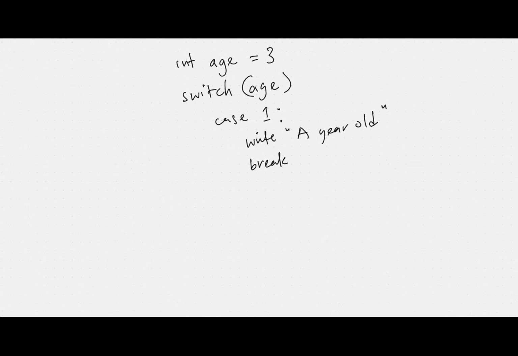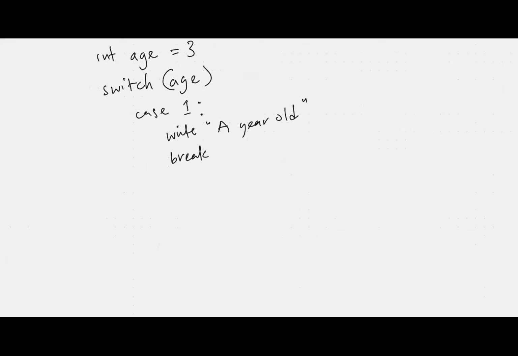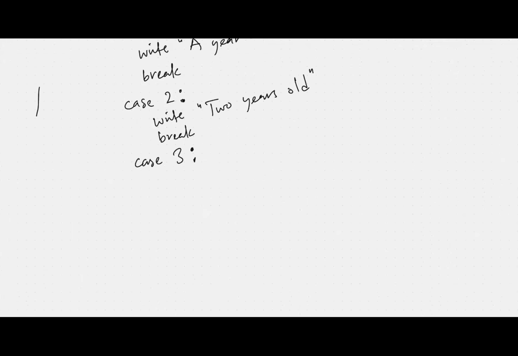Okay, so if we say case 2, oh, Solomon, come on. Write 2 years old, then we do a break, and then we say case 3, then we write... I think I was doing 2 of them with the same thing.